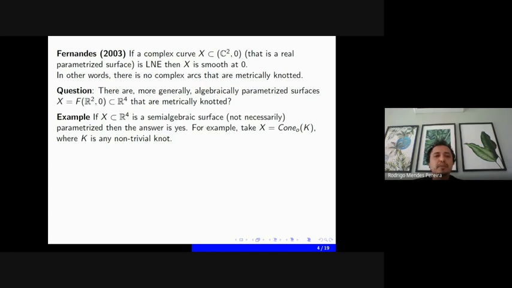And let me put some example in order to say that speaking about parameterized is a good condition, and this question in fact makes sense. Because, for example, if you take a surface, not necessarily parameterized, then the answer is yes. In fact, you can take the cone of any non-trivial smooth knot. If you take a cone, then you have a metrically knotted knot. So this question is completely solved if you have a general condition. But we speak about algebraic parameterized surfaces.